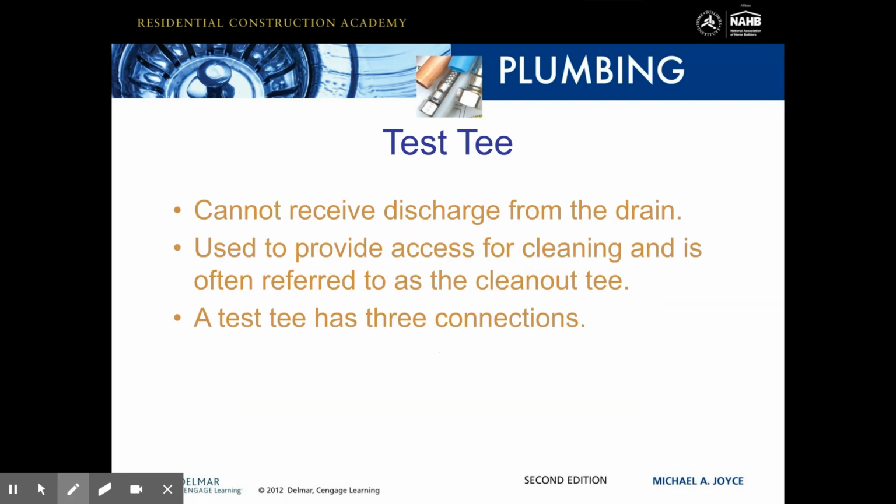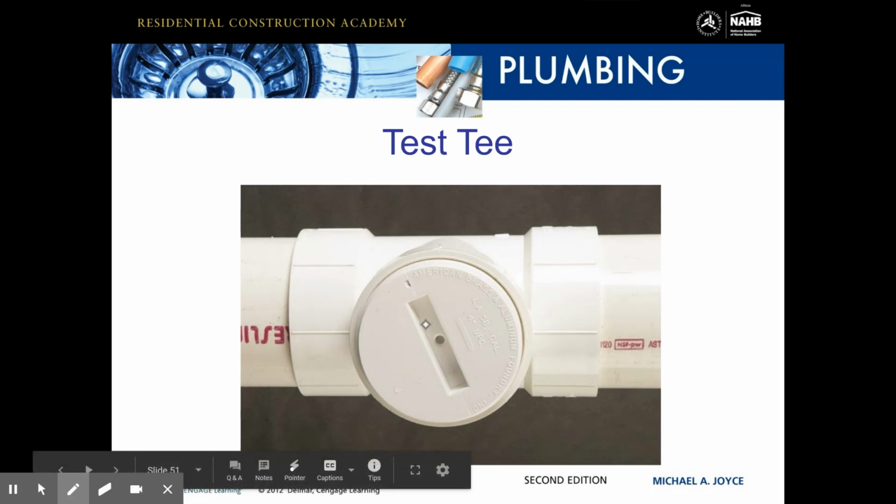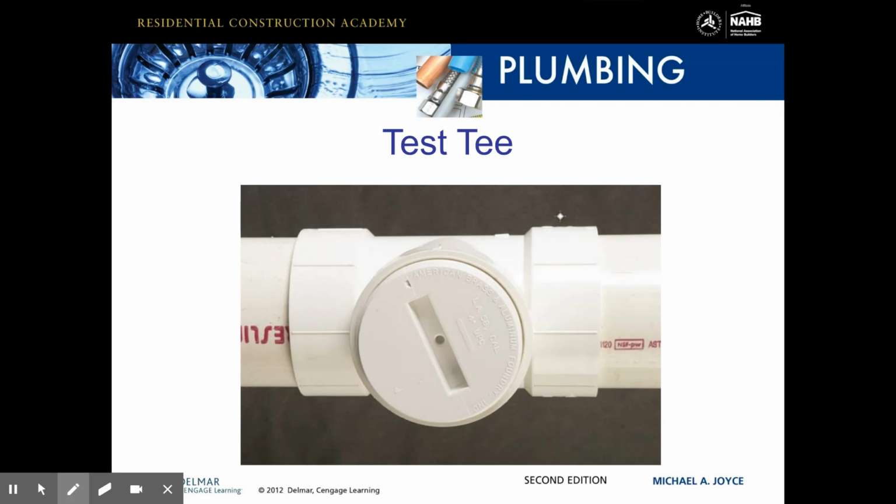The test tee cannot receive discharge from the drain. It's used to provide access for cleaning and is often referred to as a clean-out tee. The test tee has 3 connections. And a lot of times you'll see these in floors, and again, the clean-out is just placed so you're able to access the inside of your pipe in case there's a clog or a backup.